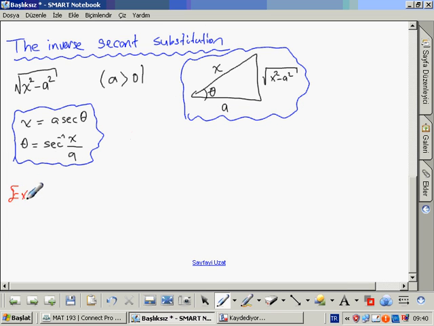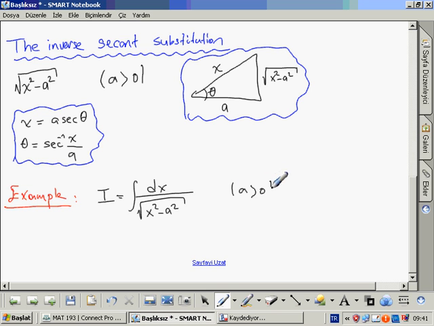Example: I equals the integral dx over square root of x square minus a square, where a is larger than 0, and evaluate this part. And what will we do? Use the right triangle: theta, the opposite side square root of x square minus a square, this side is a, and the hypotenuse is x.